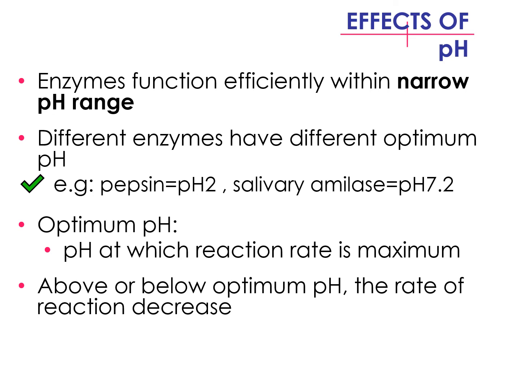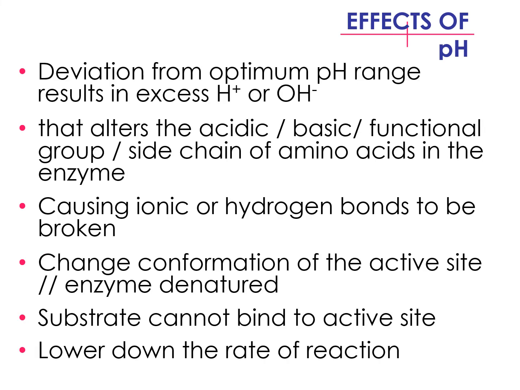So optimum pH is a pH at which the rate of reaction is at maximum. Itu optimum. Bila optimum pH, rate of reaction is maximum. Bila rate of reaction is maximum, means that it is the optimum pH. Above or below optimum pH or beyond the pH range, the rate of reaction will decrease. Okay, deviation from optimum pH range.